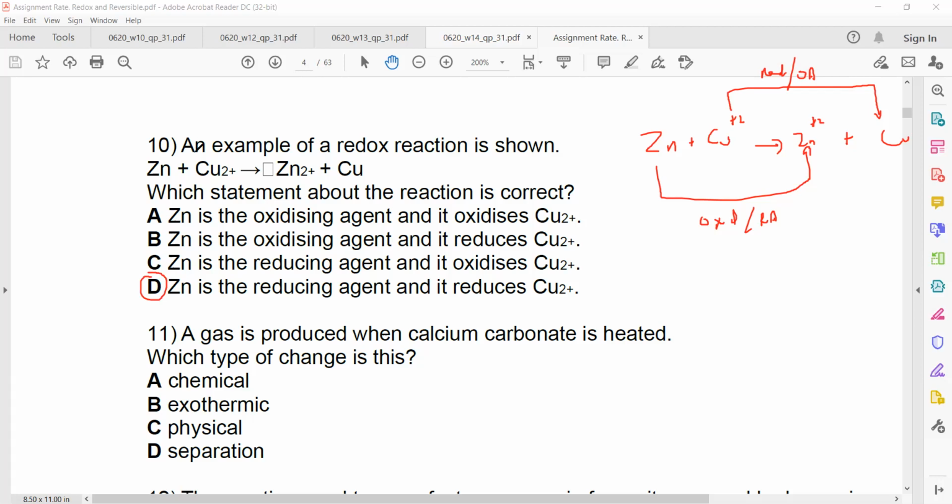Is it clear? Because what happens, zinc reacted with copper. So zinc reduces the copper. Copper is reduced. Why? Because it is reacting with zinc. So zinc is a reducing agent and it helps in reduction of the copper.